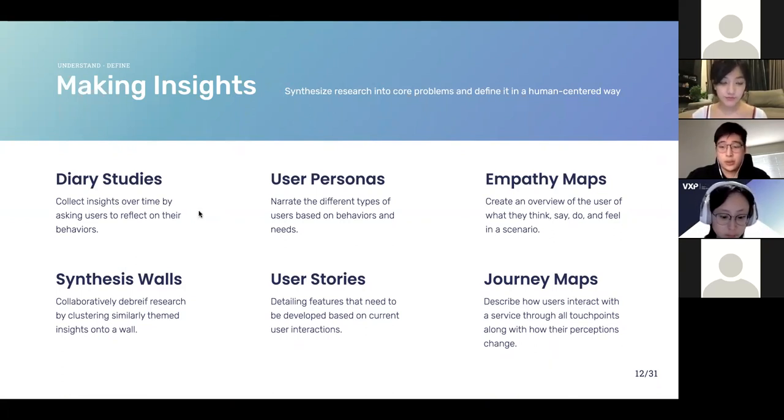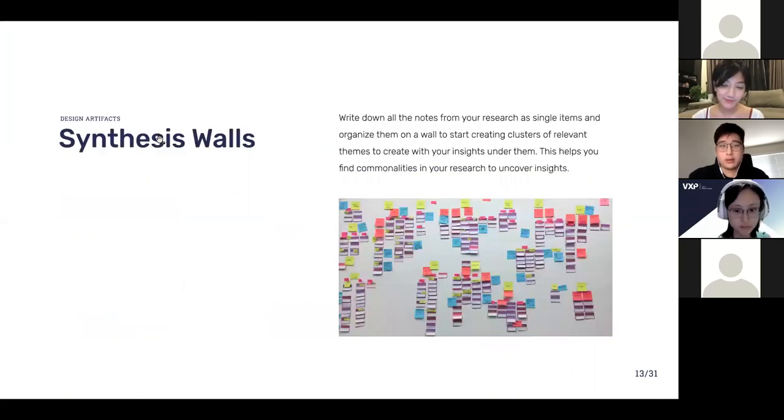For those of you who don't know what touch points are, they're essentially any point of interaction, whether it's social or digital. So they just map out the main flow that people take in order to complete a task.